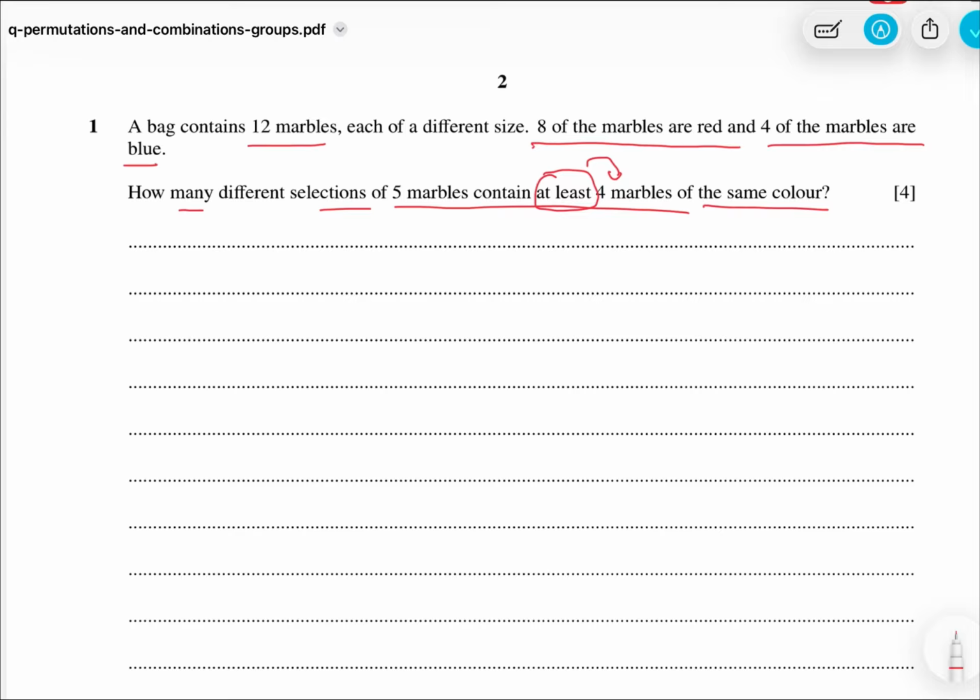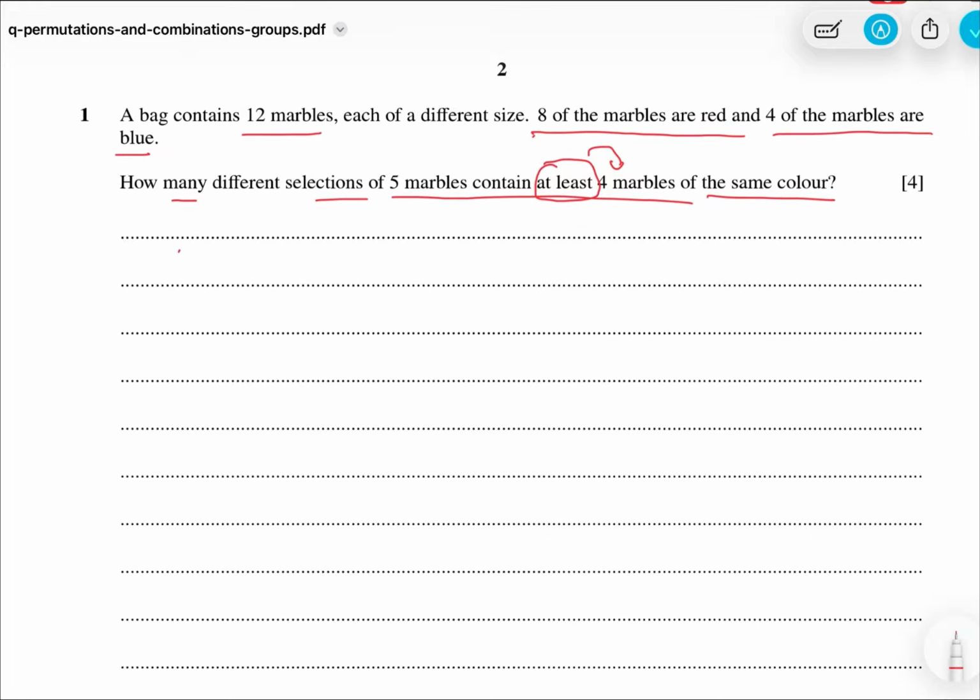Now listen. First of all, write what you know. We have 4 red marbles because we need at least 4 marbles of the same color. So we can have 4 red marbles. Then one will remain, one blue. Okay. Now what else can we have? We can have 5 red marbles. Why 5 red, sir? And 0 blue.